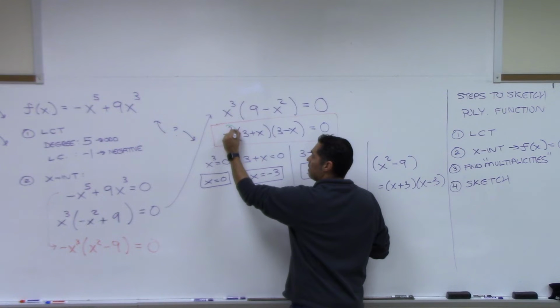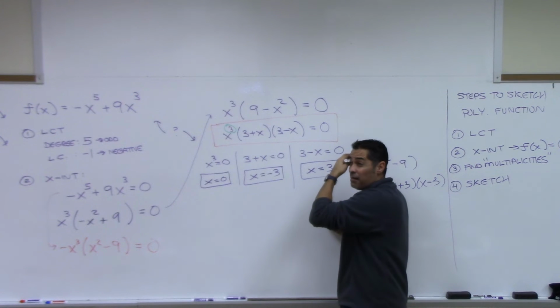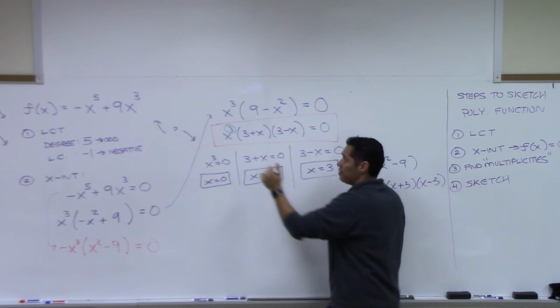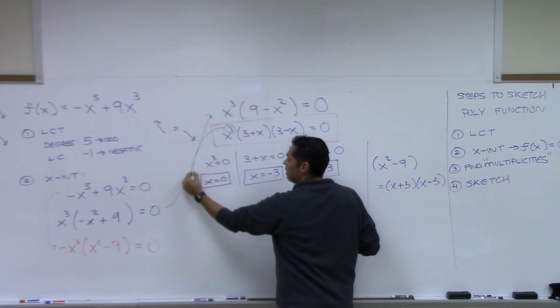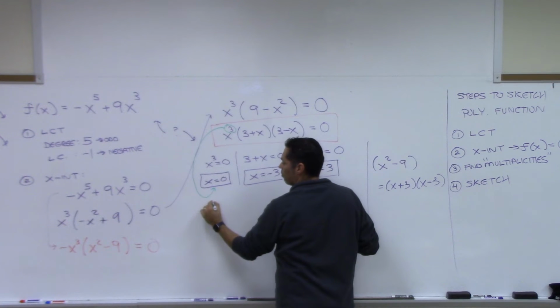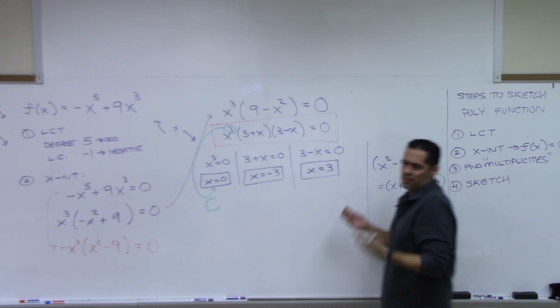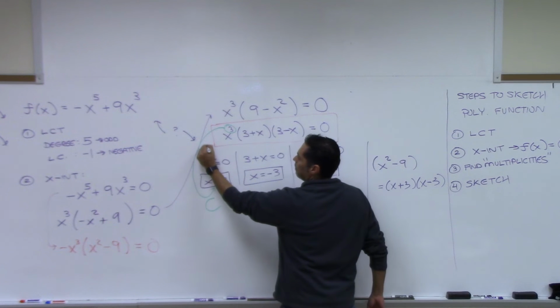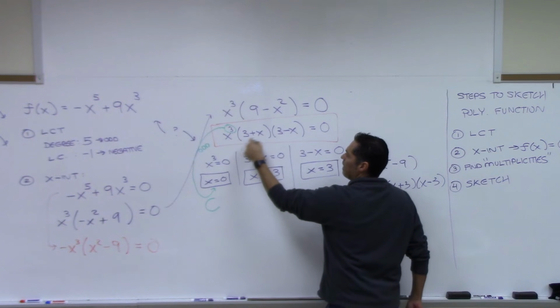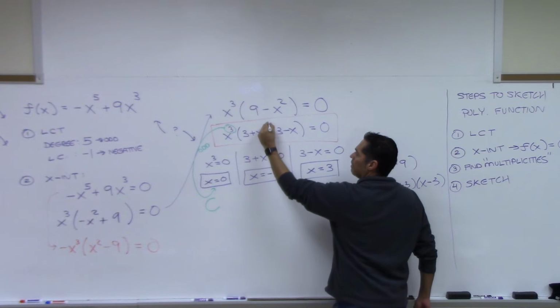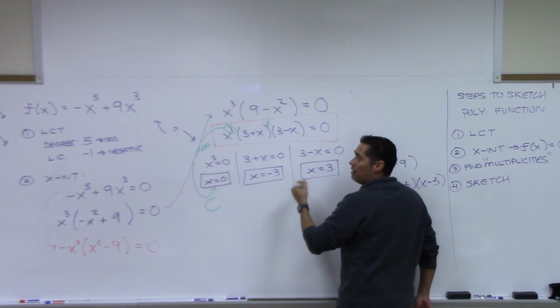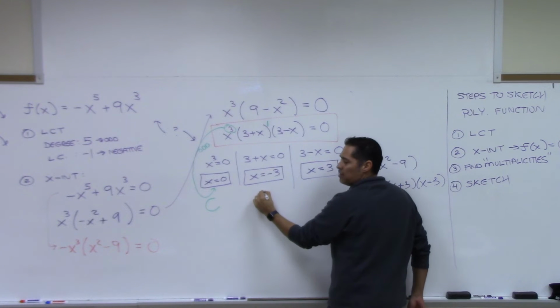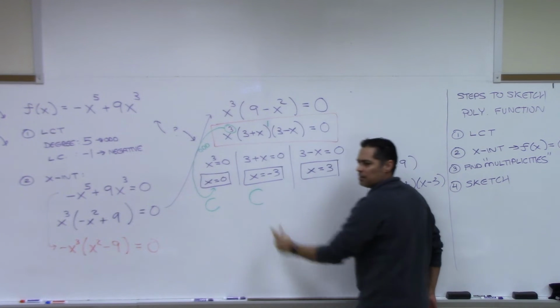3. 3 is odd. Odd means cross. So this means that here, I'm going to cross. I just like to put a C because that just tells me I'm going to cross there. And it's because this is odd, right? What about here? What's the power on this factor? 1. And 1 is odd again. So that means what am I going to do here? Cross.